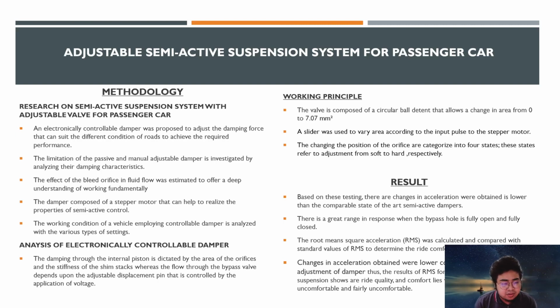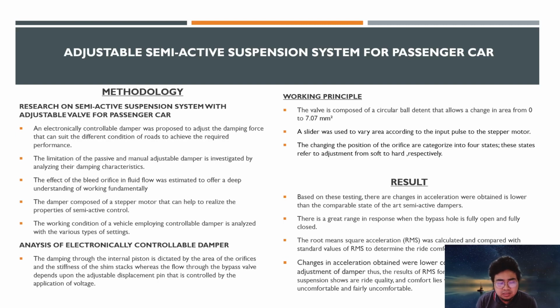So, analysis of the electronically controllable damper. The damping through the internal piston is dictated by the area of the orifices and the stiffness of the shim stacks, whereas the flow through the bypass valve depends upon the adjustable displacement pin that is controlled by the application of voltage. The working principle for the damper is that the valve is composed of a circular ball detent that allows a change in area from 0 mm to 7.07 mm. A slider was used to vary the area according to the input pulse to the stepper motor. Changing the position of the orifice is categorized into 4 states. These states refer to adjustment from soft to hard respectively.